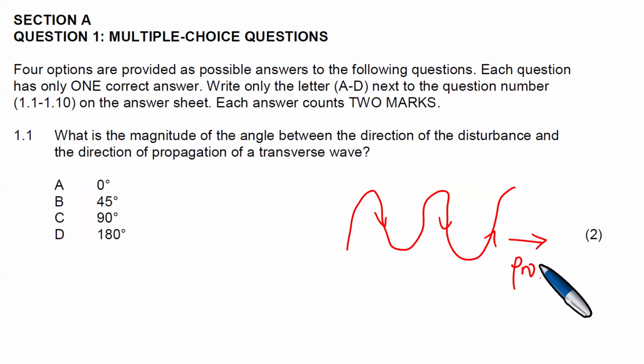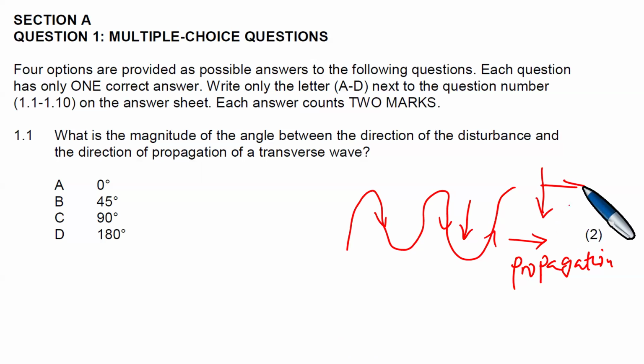Right, we agree that the propagation is towards the right, for example, here, and the disturbance here, you can see it's, for instance, going down. And so what is the angle there? If this is going down, is the disturbance, the direction of propagation is that way. What is the size of this angle here? Anyone home? 90 degrees. It is exactly 90 degrees. So we can see that the angle is 90 degrees there. And that is the actual angle between the direction of the disturbance and the direction of propagation of a transverse wave. Next question.